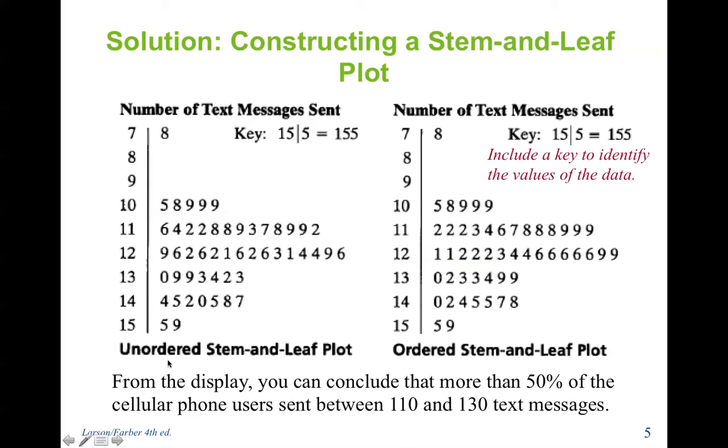So if you notice, this is the data that was on the previous slide organized in a stem and leaf. This is an unordered set because these numbers are randomly as they appeared in the data. This is an ordered set because they go in numerical order in each stack.